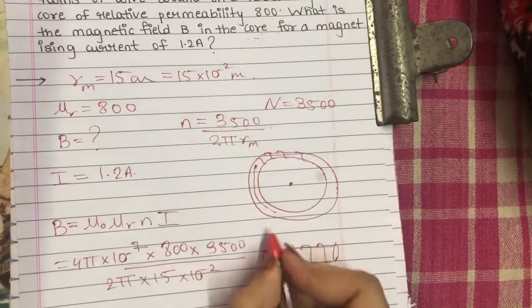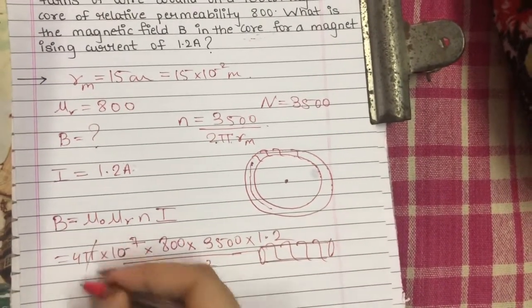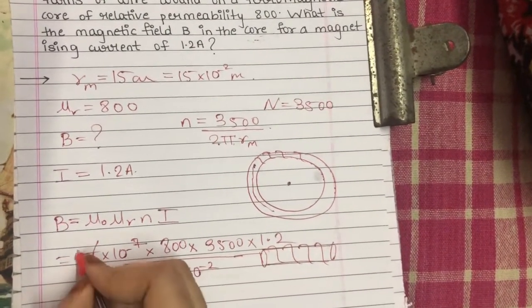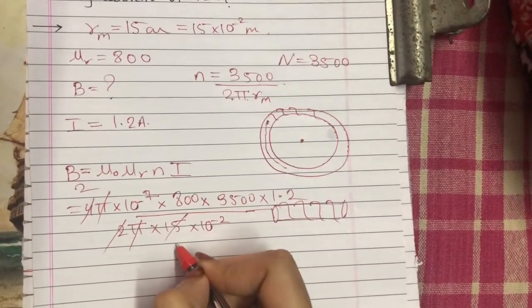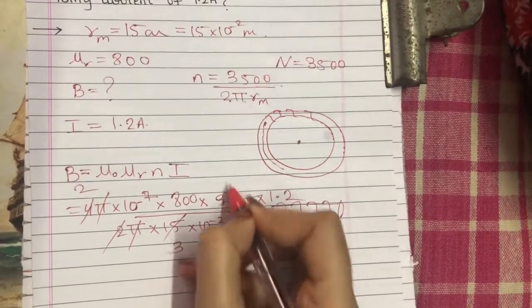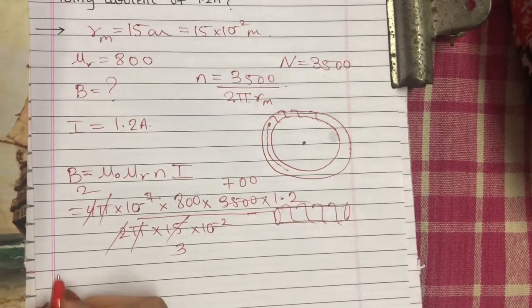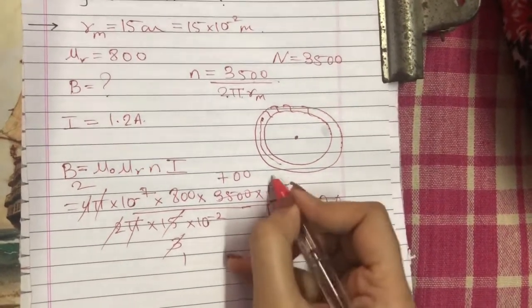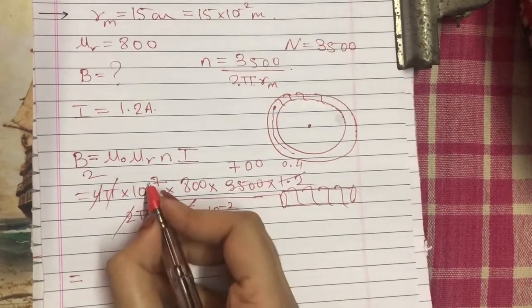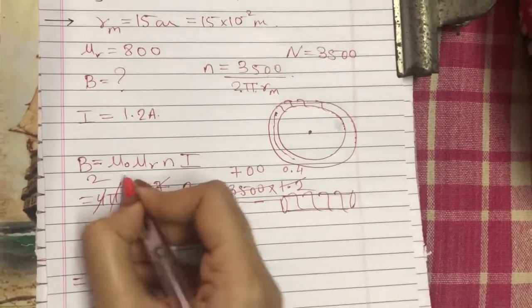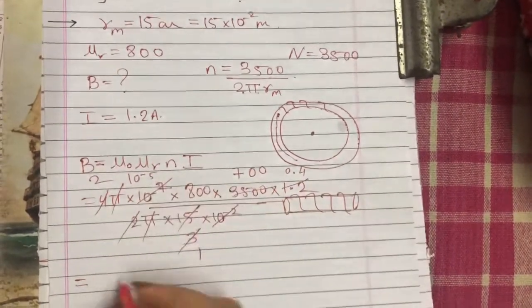Now then I, that is 1.2. So pi gets cancelled from here. 2 1s are 2, 2 2s are 4. Then 5 3s are 15, 5 7s are 35, 5 0s are 0. Then 3 1s are 3, 3 0s are 0, 3 4s are 12. Now we'll take this 10 raised to minus 2 and 10 raised to minus 7 and cancel. 10 raised to minus 7 plus 2 gives 10 raised to minus 5 left.